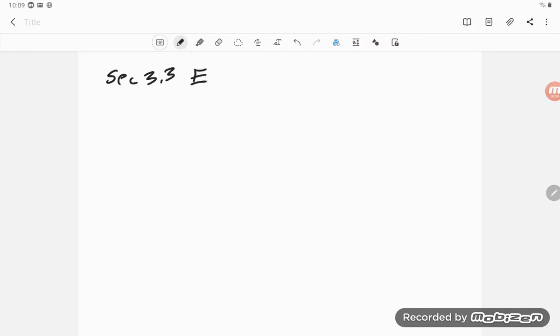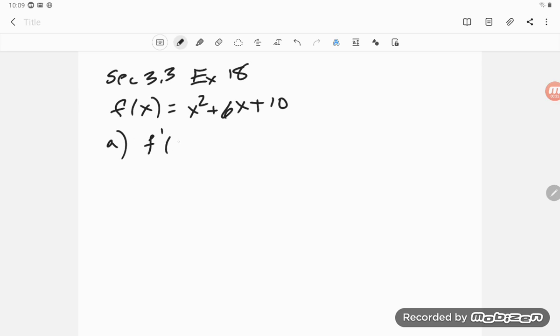Section 3.3, exercise 18, and we're given a function f of x equals x squared plus 6x plus 10, and we're applying the first derivative test. So they want us to find the critical numbers. Okay, well, so I need to take the derivative.